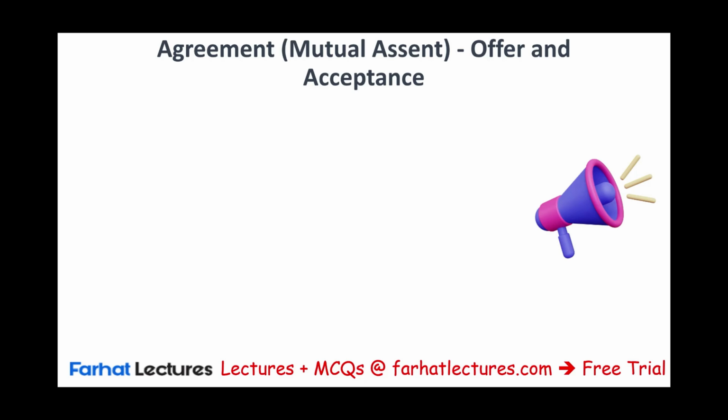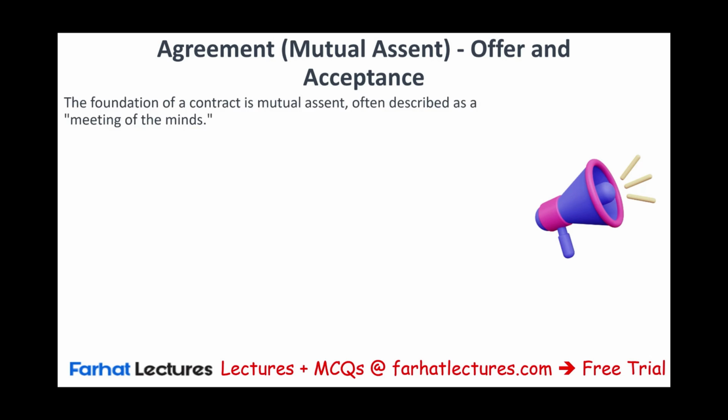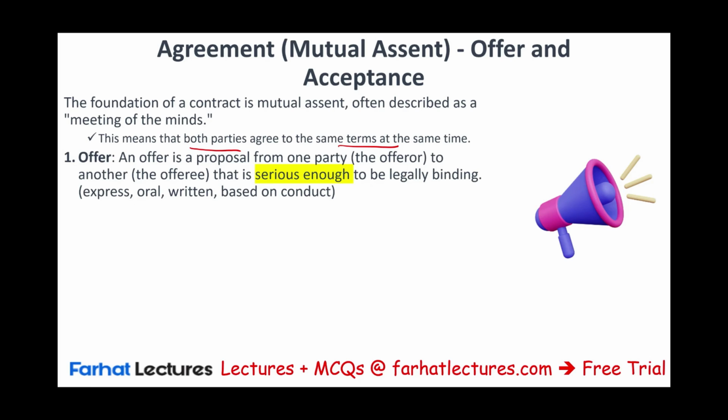First, we have to have an agreement, a mutual assent, an offer, and an acceptance. So this is the foundation for any contract. Two parties, meeting of the minds, agreeing to perform some sort of an act. This means that both parties agree to the same terms at the same time. We have an offer. An offer is a proposal from one party, the offeror, to another party, the offeree, that is serious enough to be legally binding.